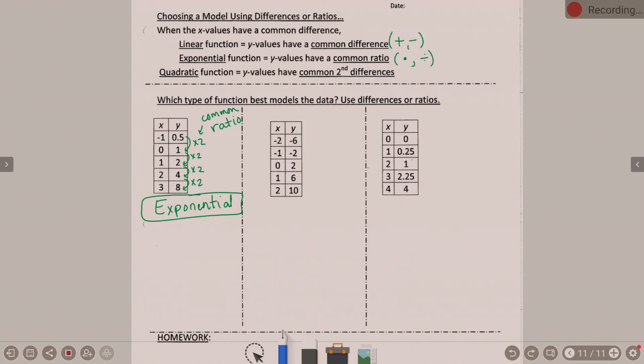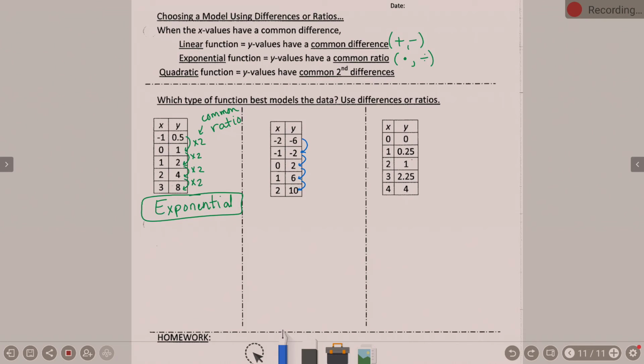Okay. Next one, the x's. I just like to check: do my x's have a common difference, or are they just increasing by 1 each time? They are. Okay, so just double check it. Now, how do I get from -6 to -2? That also takes me from -2 to 2, from 2 to 6, and 6 to 10.